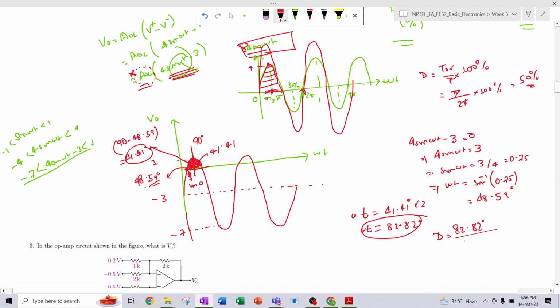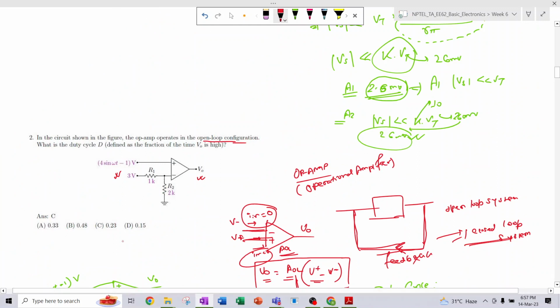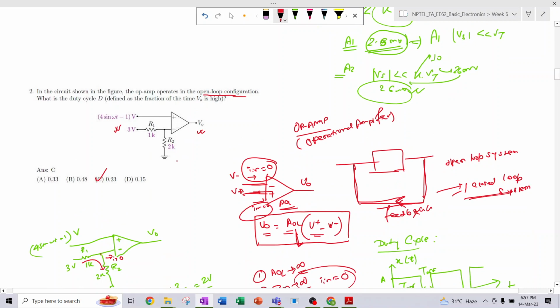0 to 2 pi. So that is 360 degree. So 360 into 100, that much percent. So it will be 82.82 divided by 360, so that is 23%, or in short we can write 0.23. So the correct answer will be option C. So it is 0.23, that is the 23%.